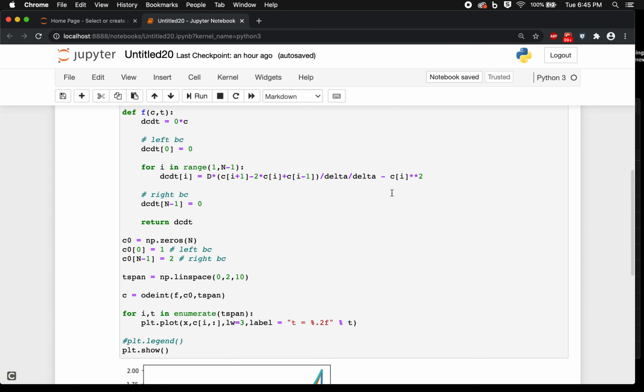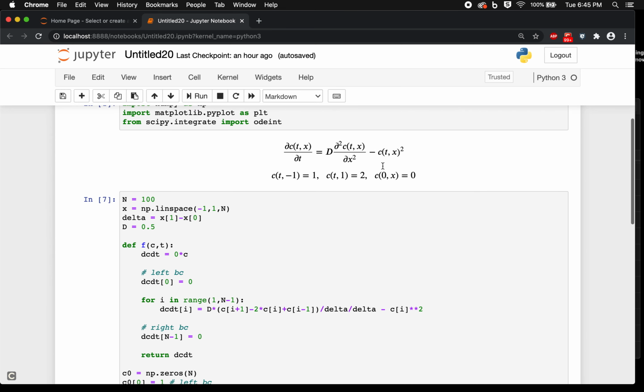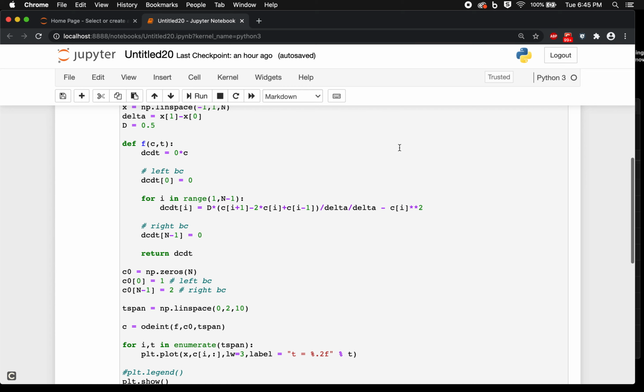Mathematically or physically, this would represent a second order reaction. So this would be diffusion where we have fixed concentrations on the left and right boundary. The molecules can diffuse in the interior, but then two of those molecules can also react in a second order reaction and kind of deplete away.